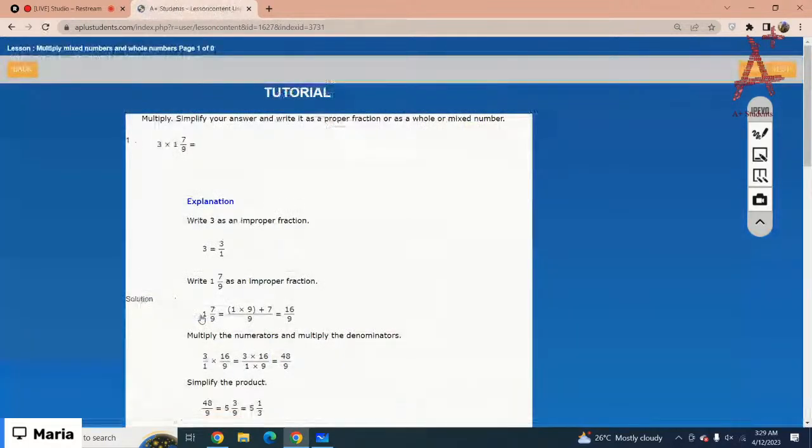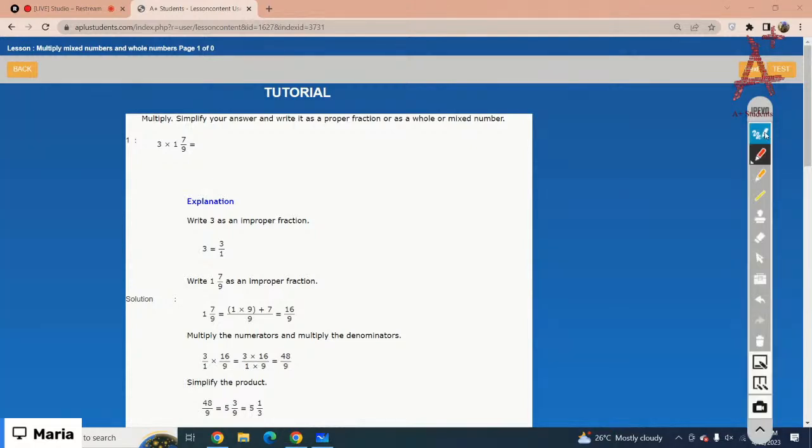So now we're going to learn how to convert the mixed fraction into improper fraction. Got it? Like here you have 1 whole 7 over 9. This one is a mixed fraction. You have to convert it into an improper fraction. Got it? So how do we convert?